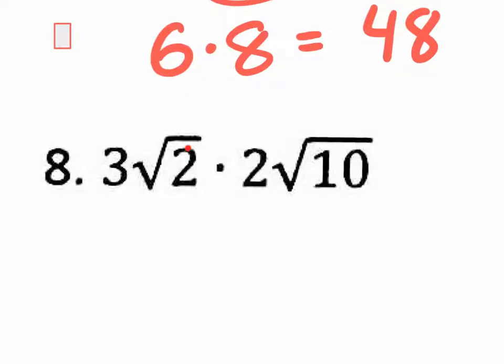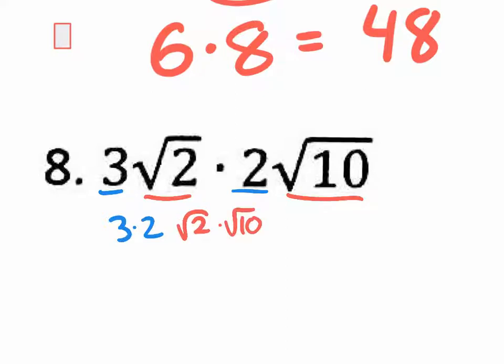So right here, I could do 2 times 10 and get the square root of 20. Or if I don't want to do that, I could simplify the square root of 10. Actually, I can't simplify the square root of 10. So I guess I am stuck multiplying them together. So let's do it. The 3 and the 2, those numbers that are on the outside, let's put them together, 3 times 2. And then let's put the square root of 2 times the square root of 10 together. Square root of 2 times the square root of 10.